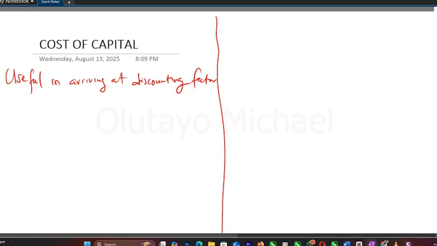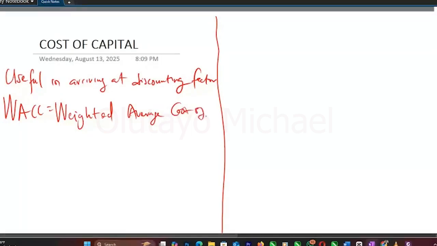A discounting factor. In this case, the discounting factor we use for NPV is what we call cost of capital. The cost of capital here has an average name, called WACC, which is weighted average cost of capital. WACC talks about the average of all the capital we have employed to fund our business.